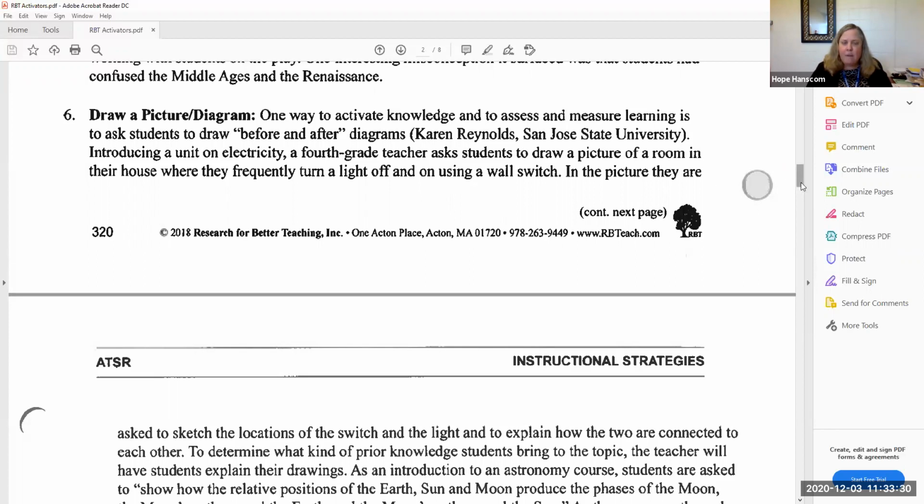And that would be one you wouldn't use as a pre-assessment because you probably wouldn't collect that. That would just be to get kids' minds moving.